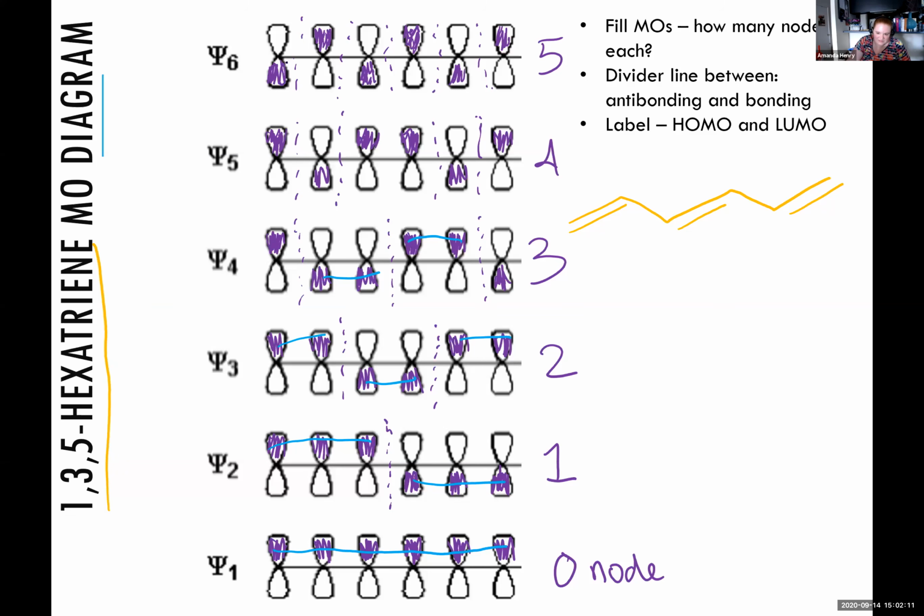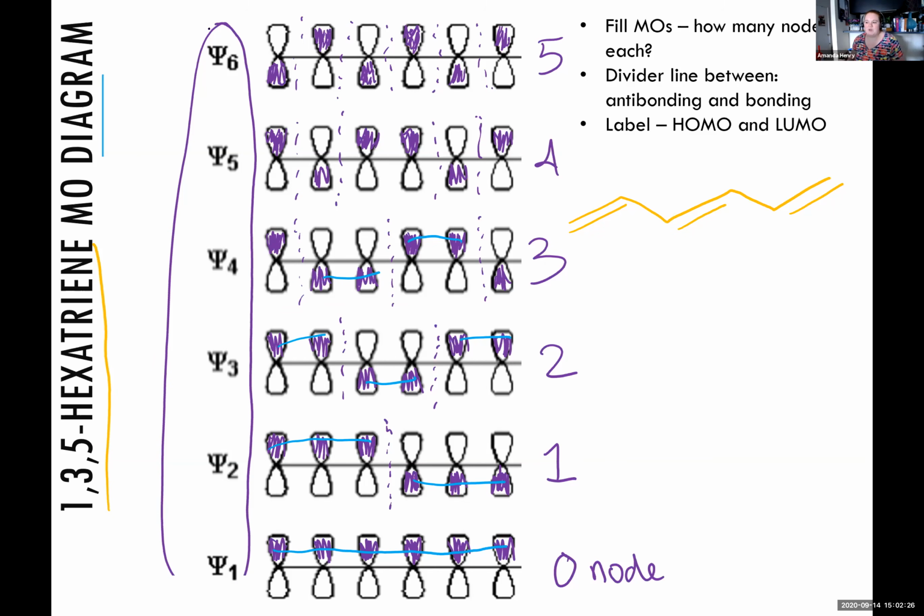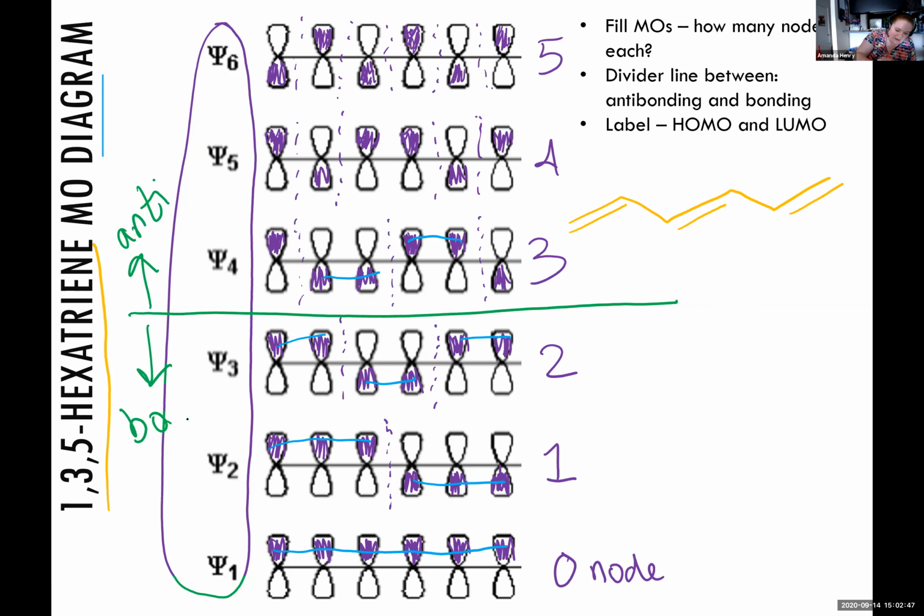So we have our nodes labeled, the number of nodes. We have it filled in. Where would I draw my divider line between the bonding orbitals and the anti-bonding orbitals? Using the numbers over here on the side, 1, 2, 3, 4, 5, 6, between which 2 orbitals am I going to draw my line? 3 and 4. Good. Let me grab a different color here. We're going to go between 3 and 4. Up this way are the anti-bonding, and down this way are my bonding.